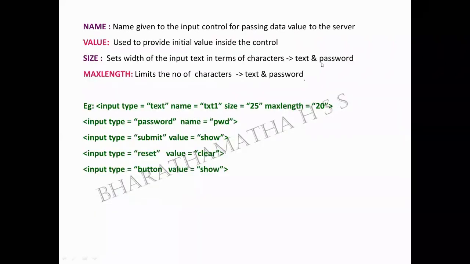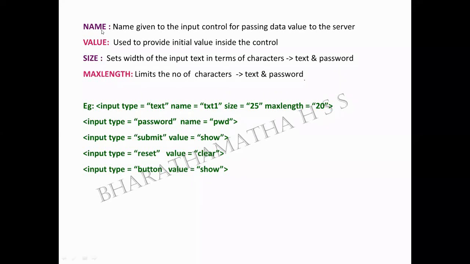For example, input is your tag. It has type as one main attribute. A type attribute is compulsory. Without your type attribute you cannot go on to do any work. The other attributes associated with your input tag are name, a unique name you can give.